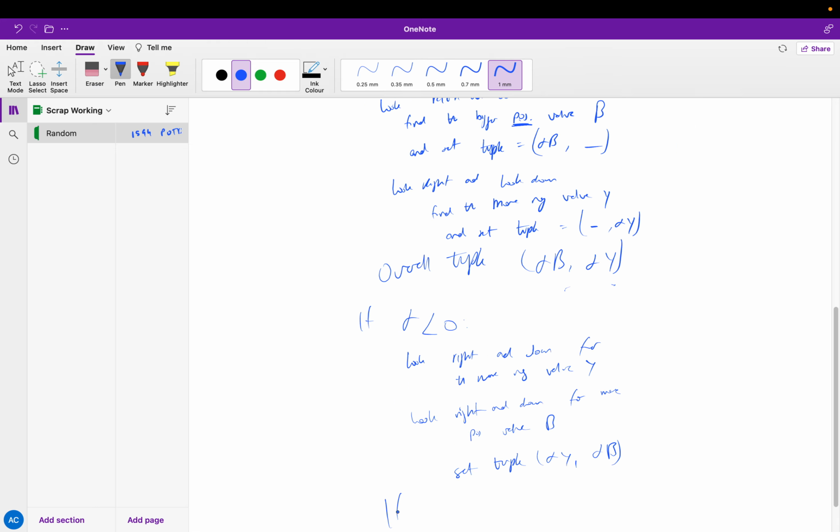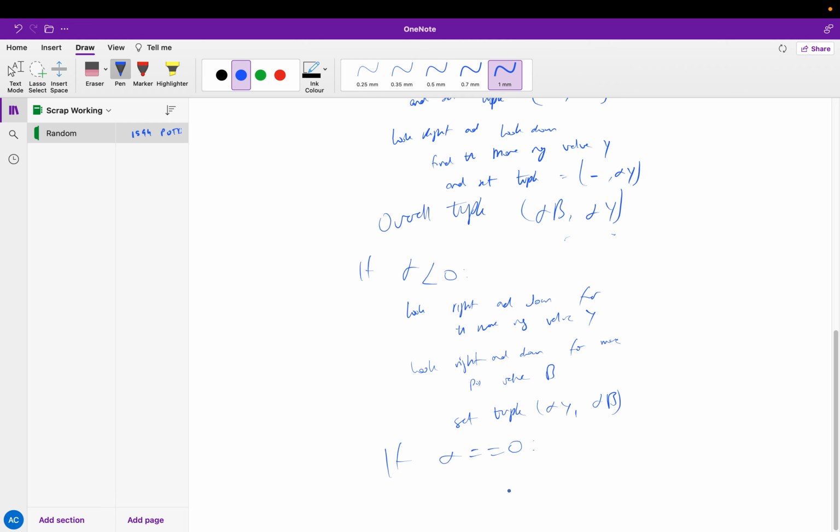And then if alpha is equal to 0, then I'm not sure what I want to do. The tuple, I guess the positive should be 0, but should the negative side also be 0? Maybe not. I don't think so. Oh, I don't know. Wait, let me try an example.